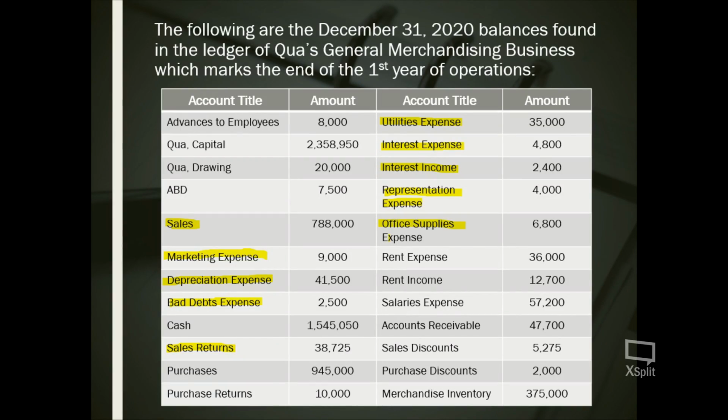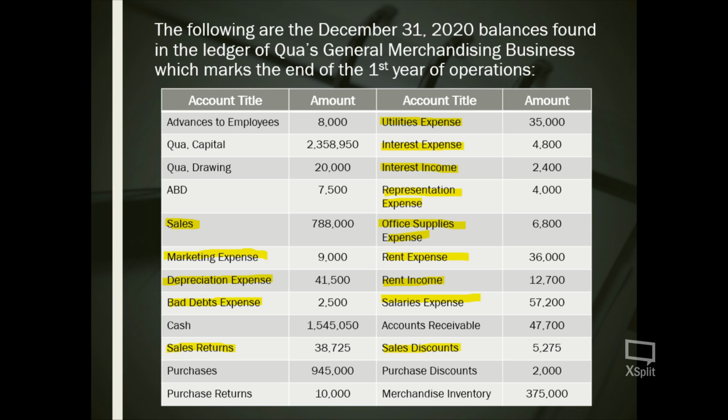Supplies expense, rent expense, rent income, salaries expense. Accounts receivable, hindi kasama to because this is an asset account, okay? Sales discounts is a contra sales account, so kasama yan. Purchase discounts, hindi kasama. Merchandise inventory is an asset, so hindi kasama, okay? That being said, ito yung dapat na makikita natin sa ating income statement.